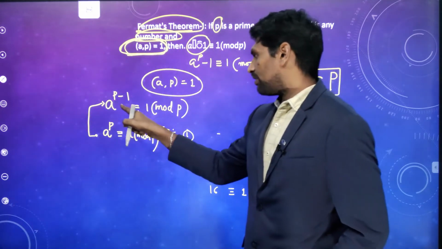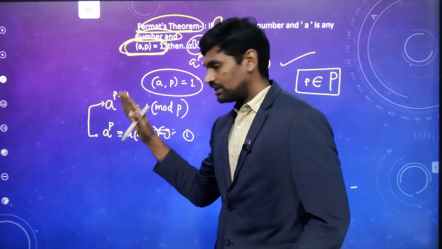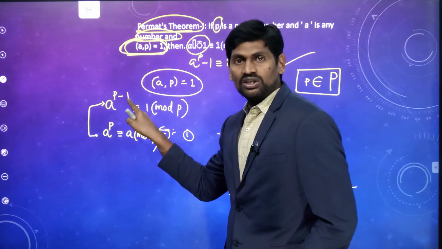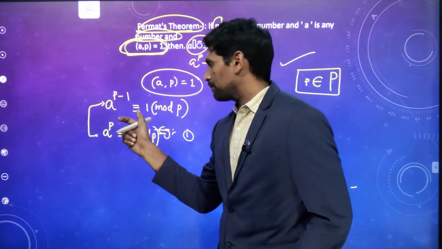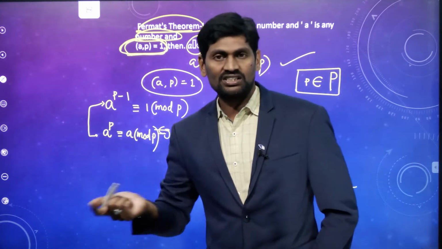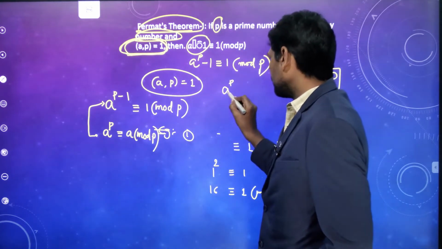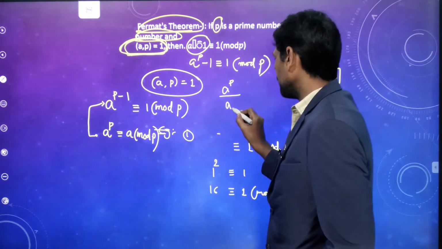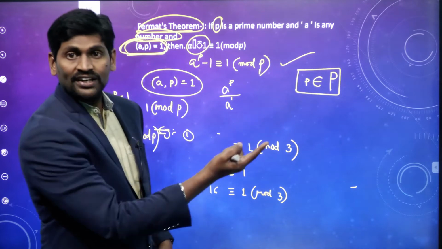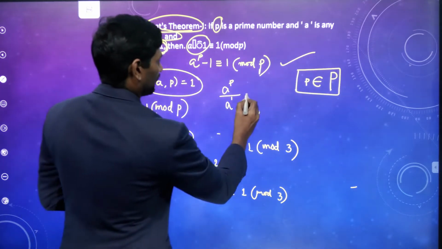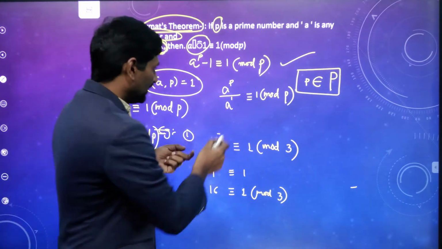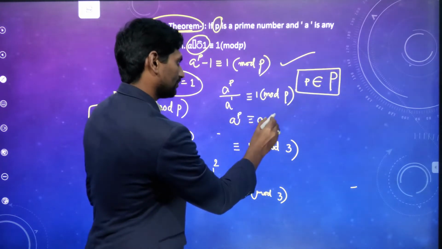See here, how I am writing the first format into the next one. A power P is congruent to A modulo P. Earlier we had A power P minus 1, and here I did not write the 1. Where has the 1 gone? According to the laws of exponents, A power m by A power n is A power m minus n. In the same way, I can write A power P minus 1 as A power P by A power 1. A power 1 is nothing but A. When it is dividing, after transposing it multiplies, so 1 into A is A.